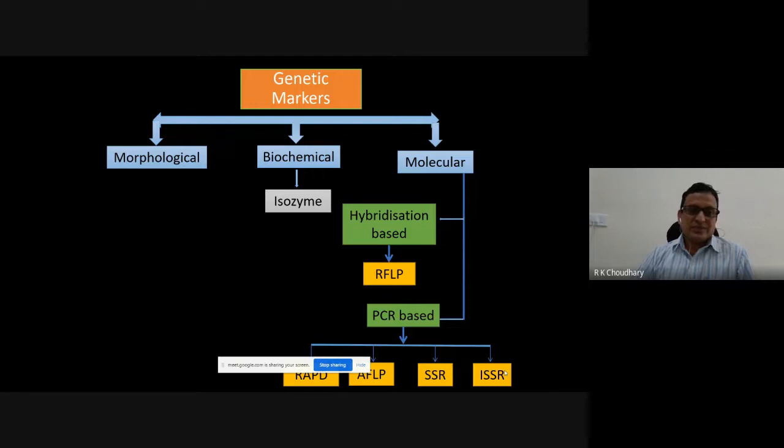One is morphological markers, then biochemical markers, then you have molecular markers. I'll not be going into more detail on these, but just to give you a flavor, I have included this slide. In molecular markers, you have hybridization-based markers and PCR-based markers. Nowadays, both kinds of markers are very popular in several studies, in plant taxonomic studies as well. Hybridization-based markers include RFLP, RAPD, AFLP, SSR, ISSR, and so many more nowadays.